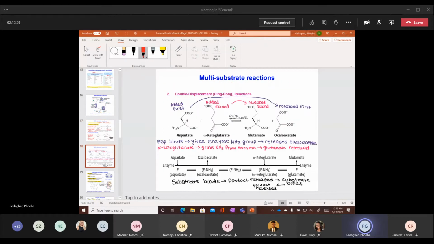Whereas your ping pong mechanism is where your substrate binds, then your product is released, then your substrate binds, then your product is released. So it's going to be a substrate-product kind of mechanism. For the ping pong reactions, I believe the same substrate is always going to bind first, followed by the same product being released first, followed by the next substrate always being second, followed by the next product always being second. Does that clear up any issues you were having with that?